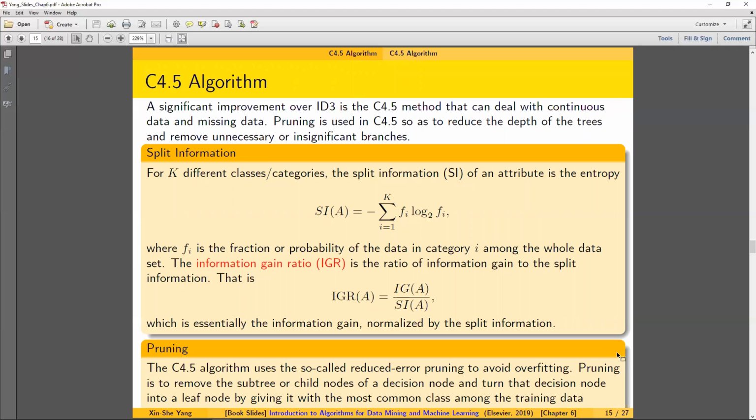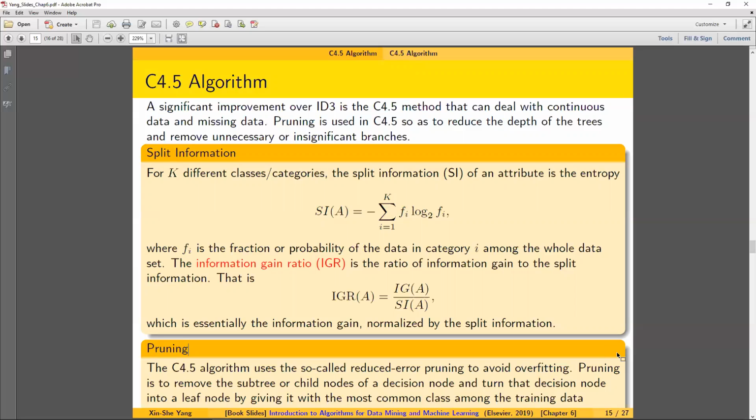Let's take a look at a different algorithm. It's called C4.5. So we know that ID3 cannot deal with continuous variables, as we mentioned earlier. C4.5 can deal with continuous data and missing data. Pruning is used in C4.5 so as to reduce the depth of the trees and remove unnecessary or insignificant branches. Pruning is a concept that is commonly used in the tree context. So we'll discuss shortly what pruning is.